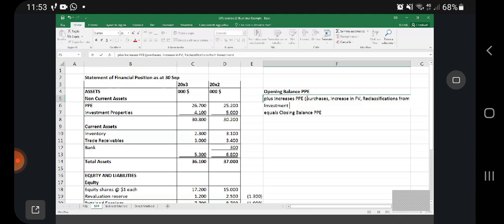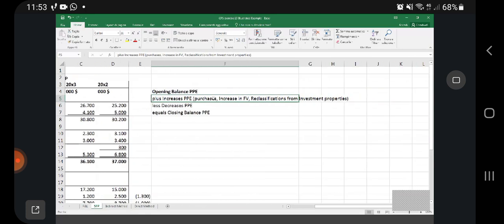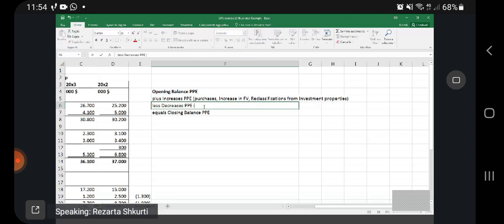So these are all examples of increases in the property, plant and equipment. Increases are purchases, increases in fair value, reclassifications, and so on. Can we think of anything that will cause decreases in the value of property, plant, and equipment?